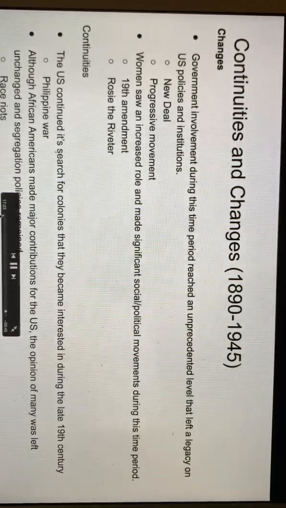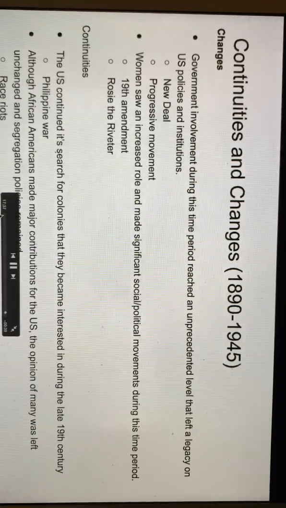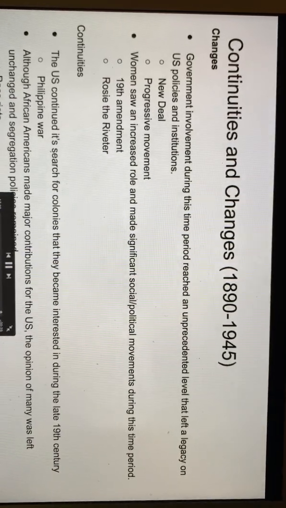Continuities during this time period include the U.S.'s continued search for colonies that they became interested in during the late 19th century. This includes the Philippine War, the Roosevelt Corollary, dollar diplomacy, etc. And this could be seen previously with Alfred Thayer Mahan's message.